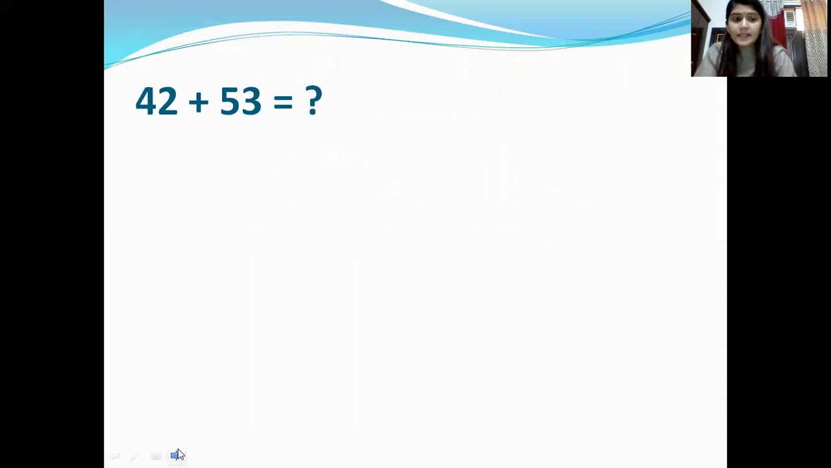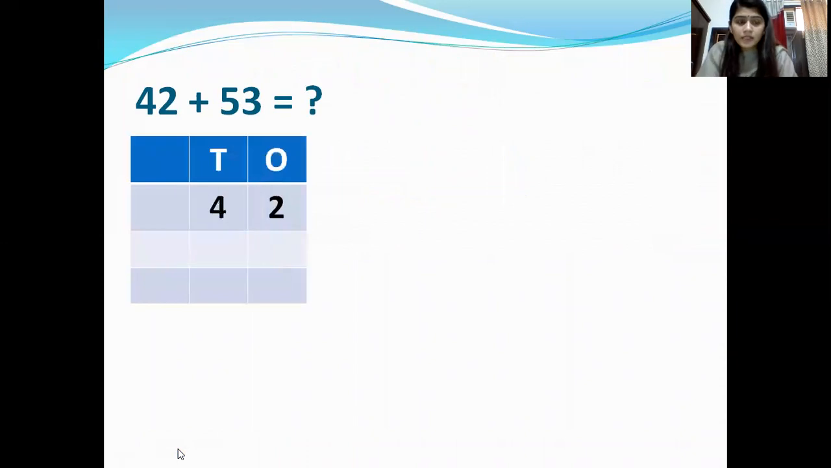Now let's add. First, we will write TO. Under TO, what is the meaning of TO? T means tens, O means ones. So under the heading of TO, we will write 42. 42 is having 4 tens and 2 ones. So 4 we will write under T and 2 we will write under O.